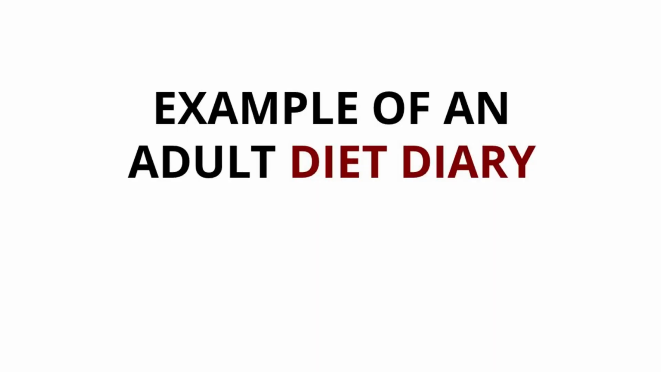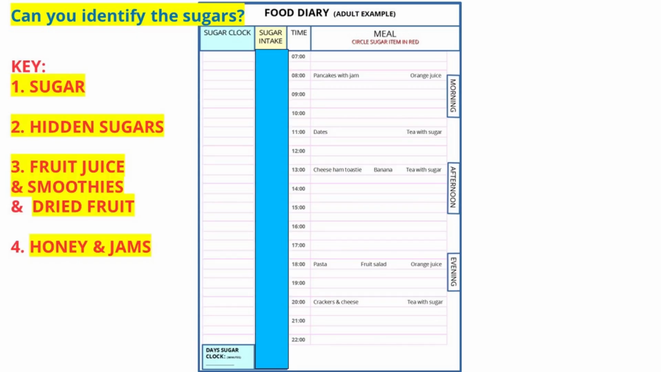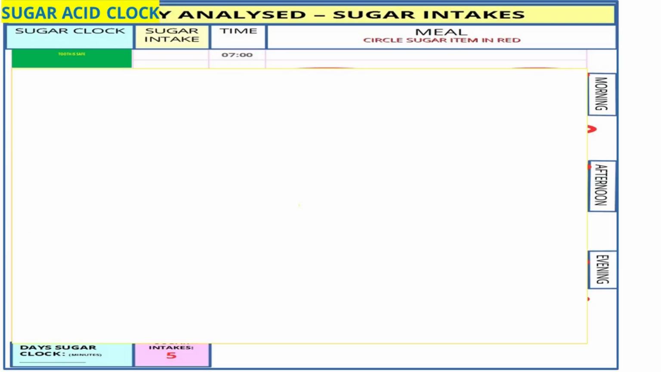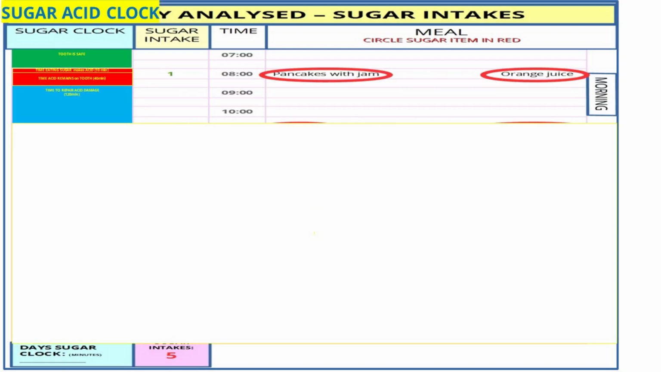So we have a food diary as an example. Can you identify the sugars? Now we will do a sugar acid clock analysis. So having pancake with jam and orange juice over 10 minutes, plus the acid damage time of 40 minutes for saliva to remove this acid, gives us a 50-minute sugar acid clock and a saliva repair time of 120 minutes.